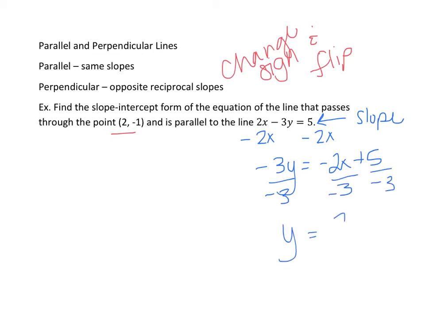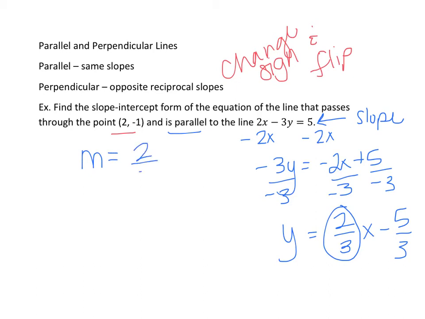y equals 2/3 x minus 5/3. This is the only piece of information I need from it. And I need to keep it exactly the same because I want parallel lines. So I know I've got this point, 2, negative 1, and a slope of 2/3. I've got a point and a slope. I can easily put this into point-slope form.